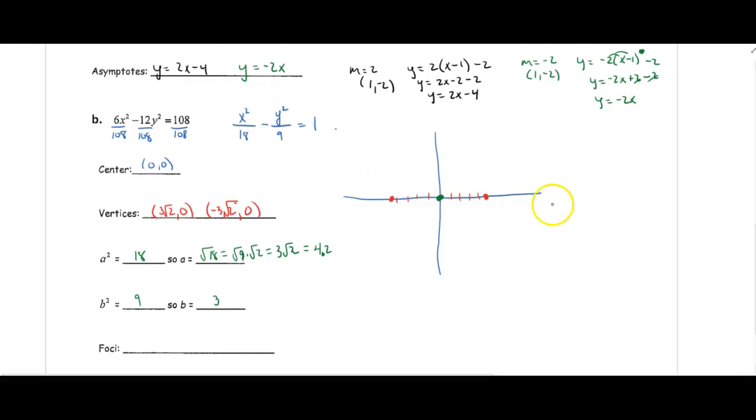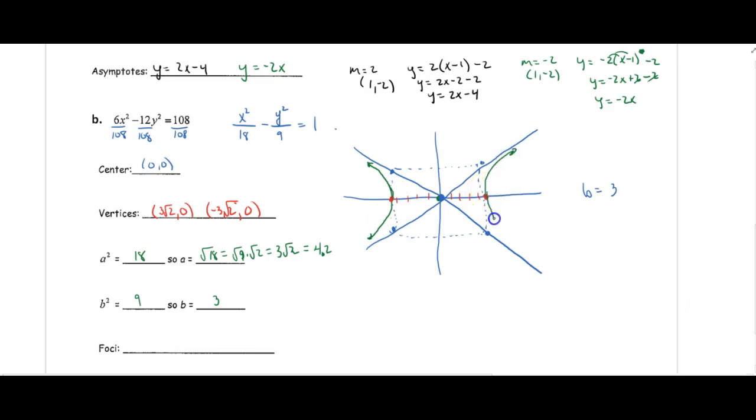So let's use b now. So if b is equal to 3, from my vertex, I'm going to go up 1, 2, 3, down 3, 1, 2, 3, and I'm going to duplicate it on the other side. And then basically, here's that rectangle. I'm going to go ahead and construct my asymptotes. They should go through the center, right? And now I can sketch the shape of the graph. So right away, it comes like this, and it follows those asymptotes. Right here, it's going to come out here and follow the asymptote.